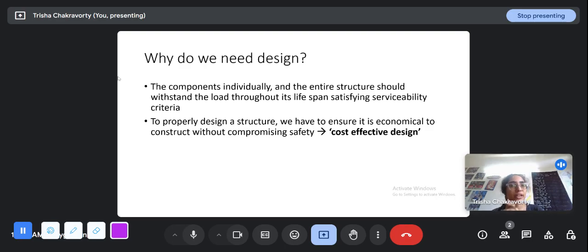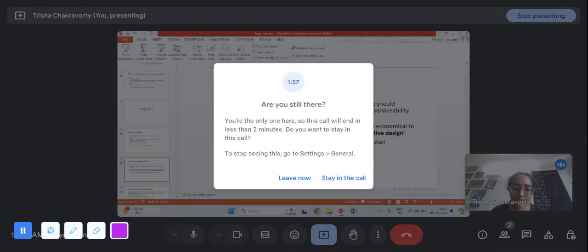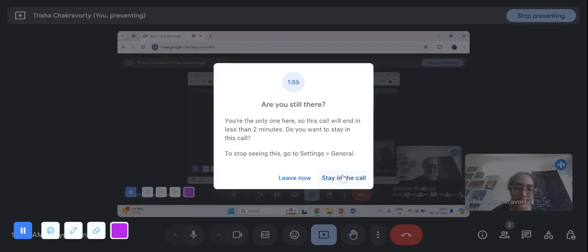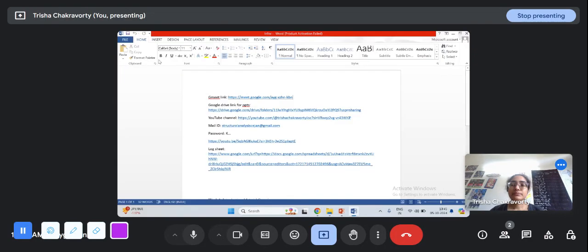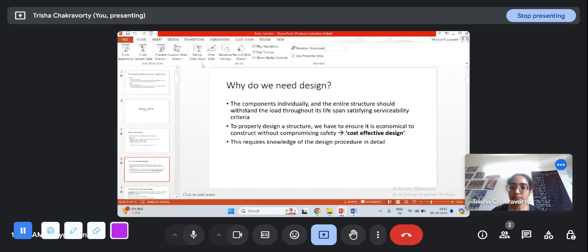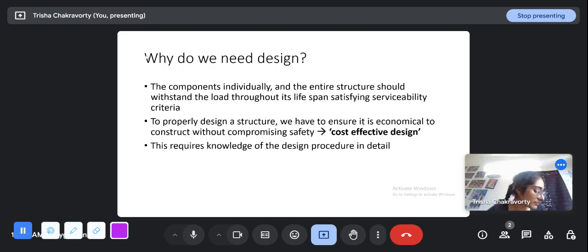Safety is very important. While we cannot design the safest structure that is ever possible for every structure, there is a certain level of safety that we nevertheless have to maintain. So for that, we need to find a cost effective design, and for that we need to know the design procedure in great detail.